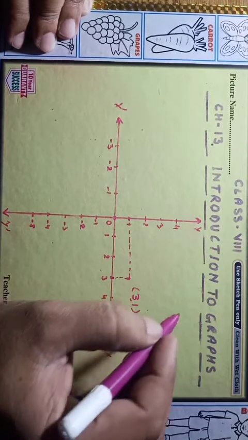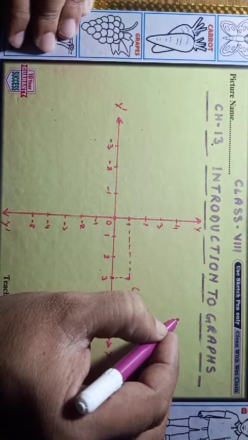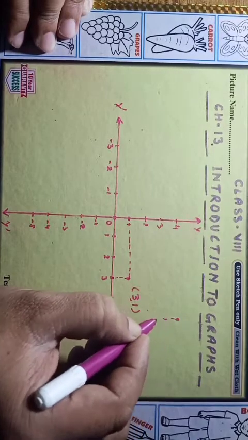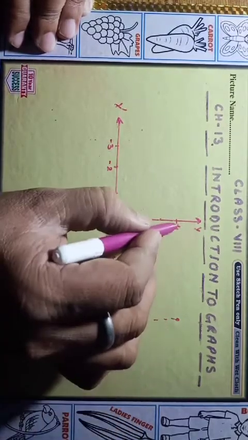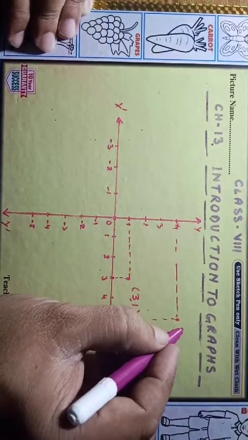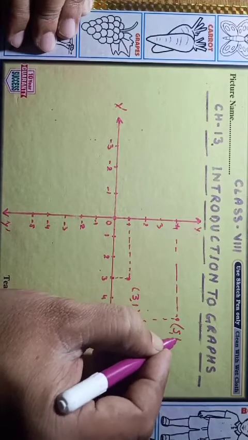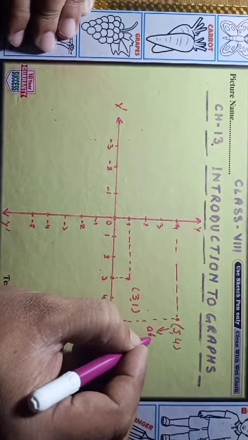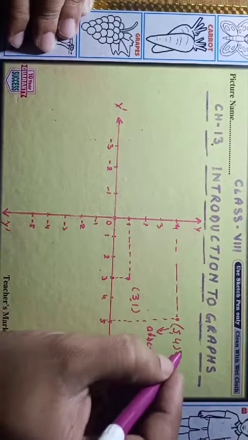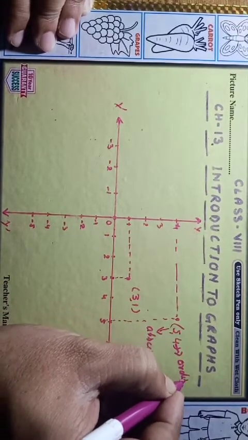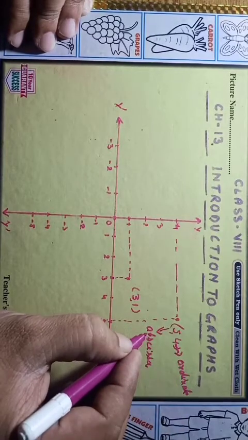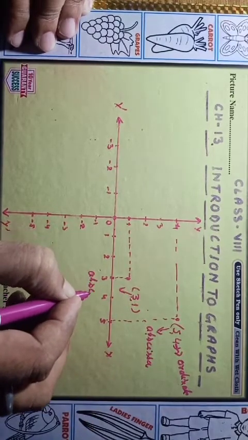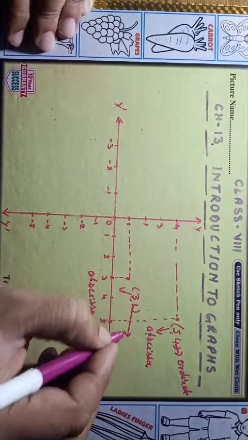Then suppose this point: on the x-axis it is in front of 5 and on the y-axis 4. The coordinate of this point is (5, 4), where this is called the abscissa and this is called the ordinate. For the earlier point, the abscissa is 3 and the ordinate is 1.